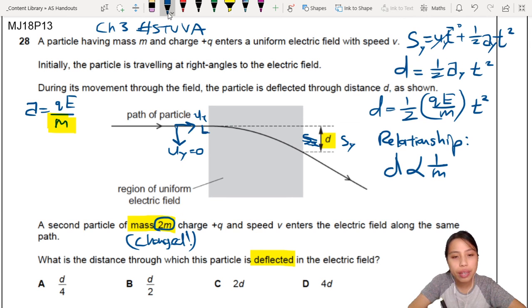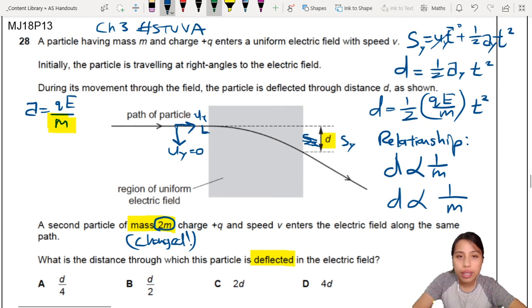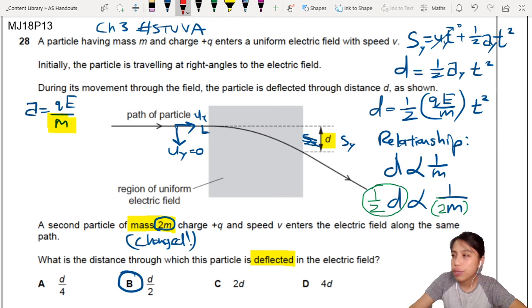So now that it's 2 times heavier, what's going to be the new D? Here's a shortcut, a very easy way to think about it. You rewrite it first. Now you change the mass to 2m. If you want to balance this relationship, what do you have to add on the other side? 1 over 2 also. Okay, so we have to add 1 over 2, so that now 1 over 2D, 1 over 2m is balanced. That means it's going to be half of the original deflection. So the answer here will be D over 2. Means if you actually drew out the deflection, it's going to be a little different than the original one.